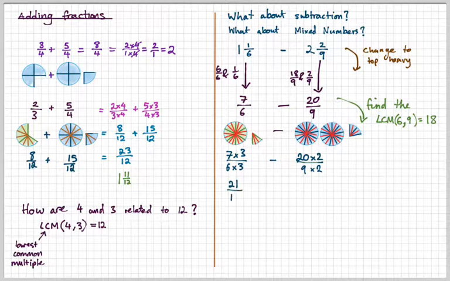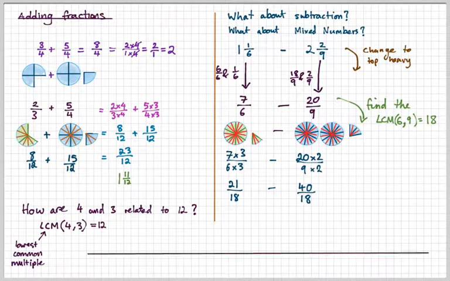This means I have 21 eighteenths, and indeed if you counted the number of sectors in that diagram, you would get 21 eighteenths, minus 40 eighteenths. So the question now becomes, how do you do 21 eighteenths minus 40 eighteenths? Maybe pause the video and see if you can do that.